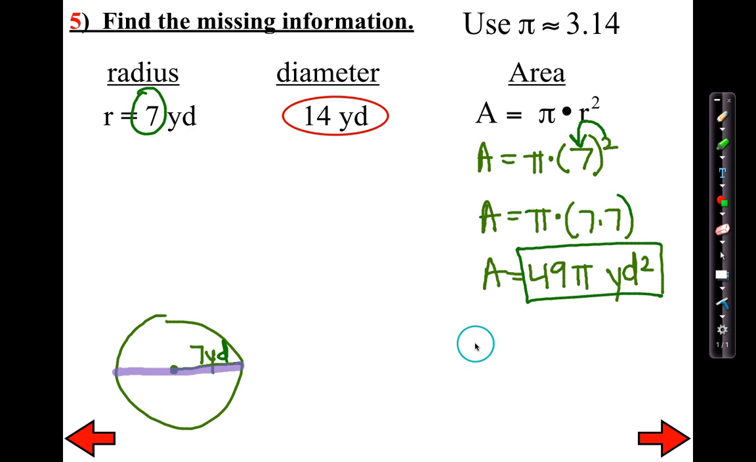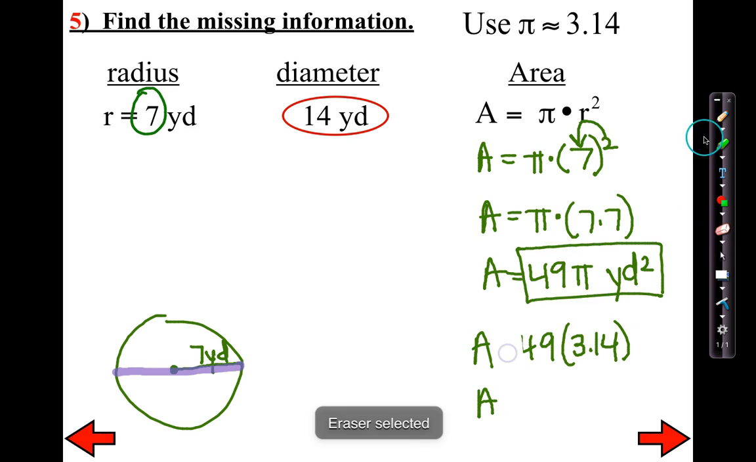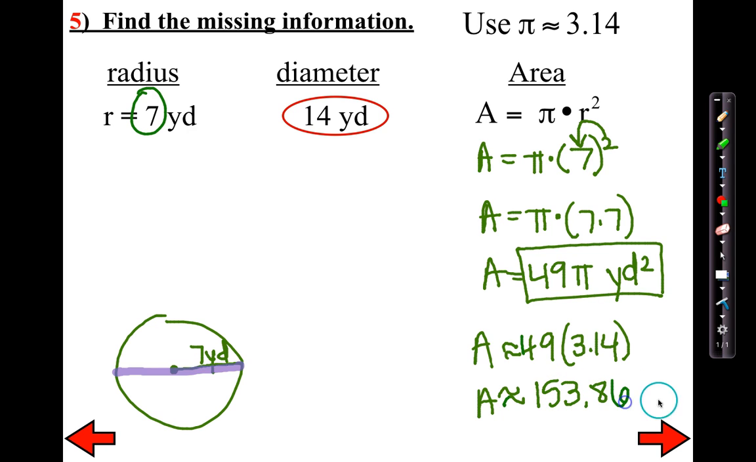However, if I was asked to approximate it as a decimal, I would replace pi with the approximation of 3.14. It will be approximately 153.86 yards squared. So depending on the instructions, you need to be prepared to either, one, keep it in terms of pi, or two, multiply it out with the approximation of pi as 3.14.